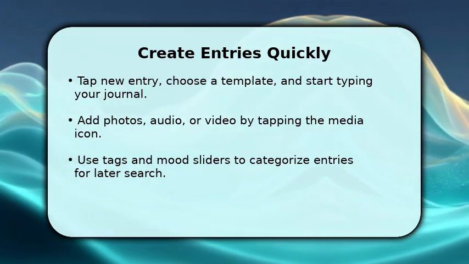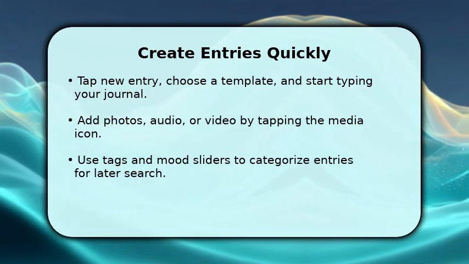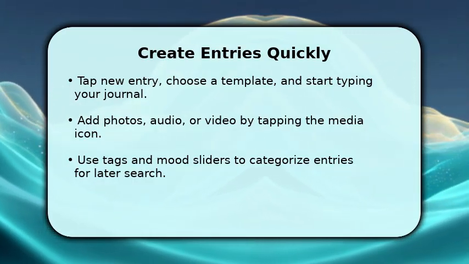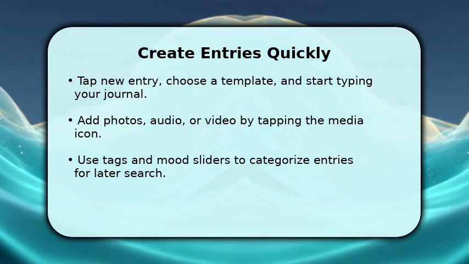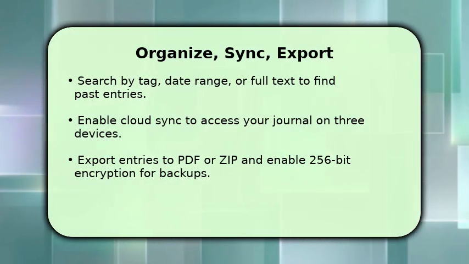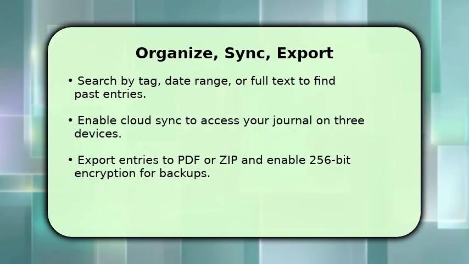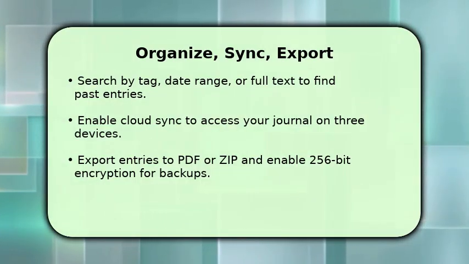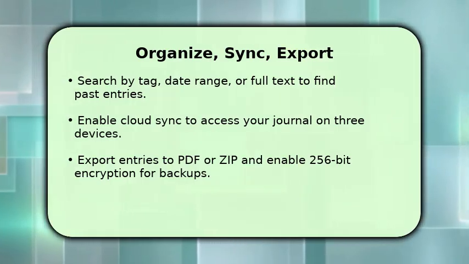Pin important entries to keep them at the top of your list. Search by tag, date range, or full text to quickly find past entries without scrolling. Sort entries by date, mood, or custom flags to build a meaningful review. Enable Cloud Sync to access your journal on 3 devices and keep content current across platforms.